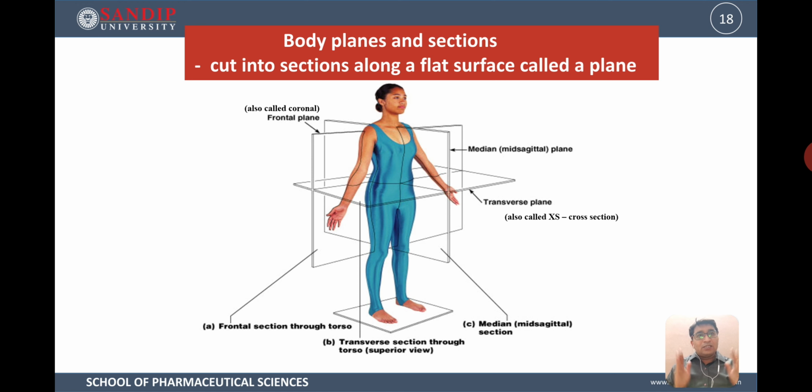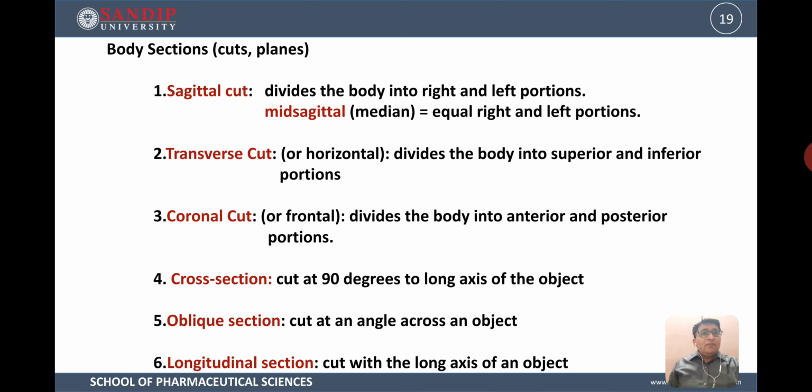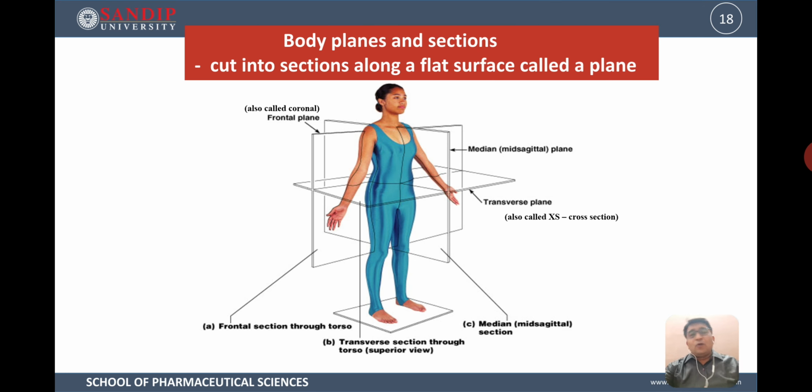Please observe the figure simultaneously. Then there is a frontal section through the torso, then the median or mid sagittal section. So these are some body planes, body planes and transverse sections. Now we can move on to the definitions. Please continuously observe the figures.